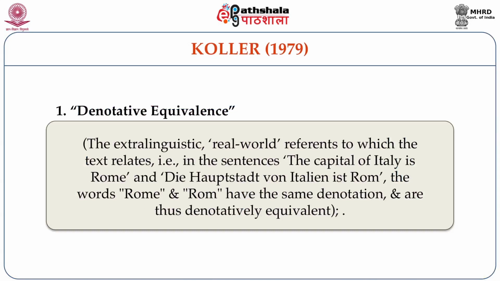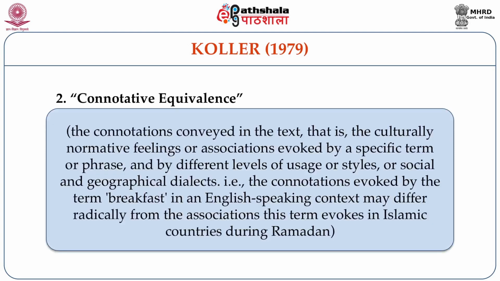One is denotative equivalence, the extra-linguistic real-world reference to which the text relates in the sentences, like the capital of Italy is Rome, and the words Rome and German Rom have the same denotations and are thus denotatively equivalent. Second one is connotative equivalence.